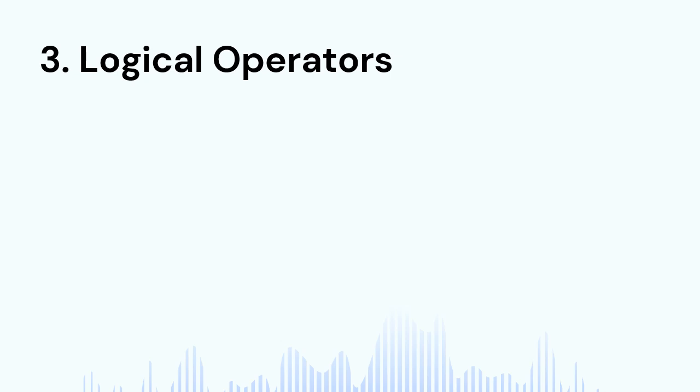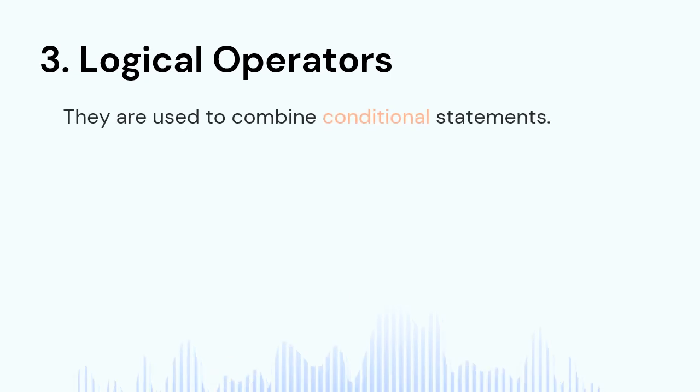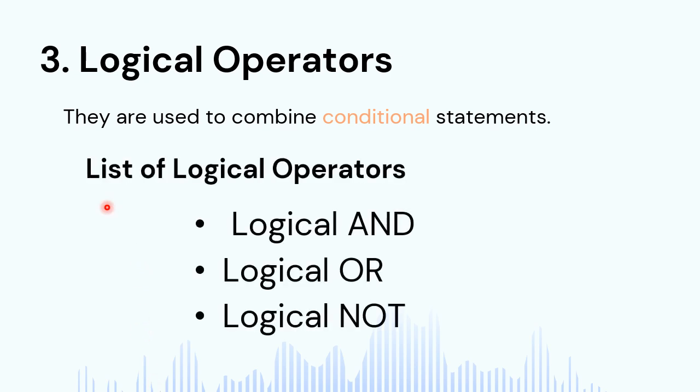Now we are moving on to the next set of operators, which are logical operators. Logical operators are basically used to combine conditional statements. These operators enable our code to navigate through complex decision making scenarios. We'll be working with three logical operators, which are logical and, logical or, and logical not, in the next slide.